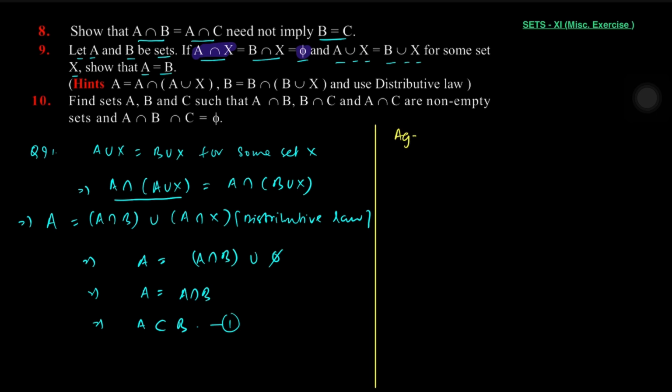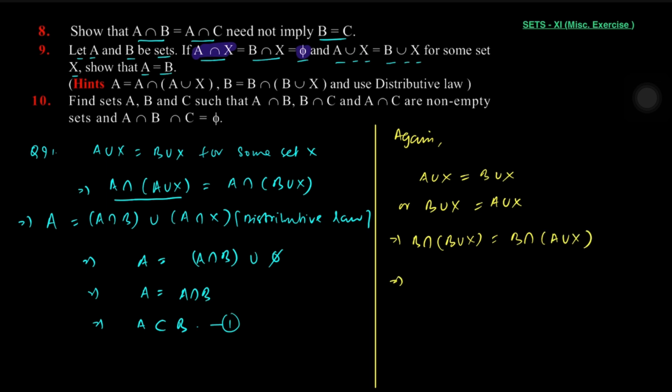Now again, A union X is equal to B union X, or B union X is equal to A union X. It's one and the same thing. Taking B intersection on both sides, we'll have B intersection (B union X) is equal to B intersection (A union X). So this very part will be equal to set B.